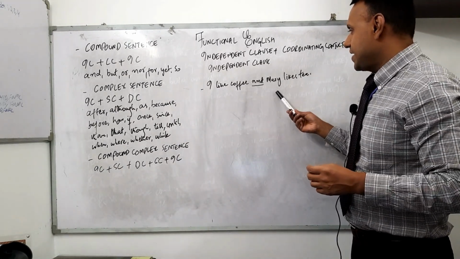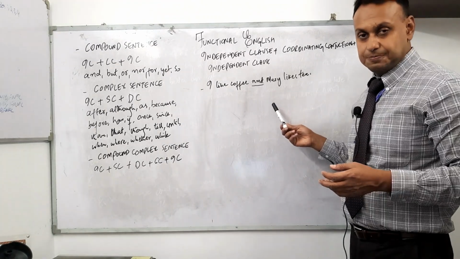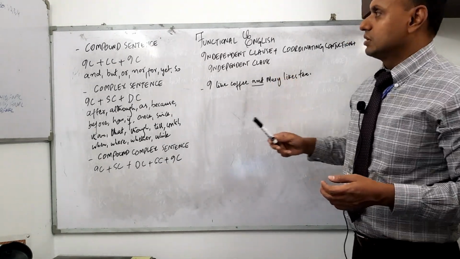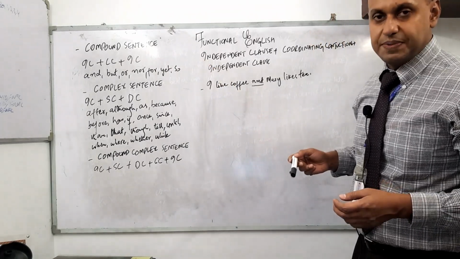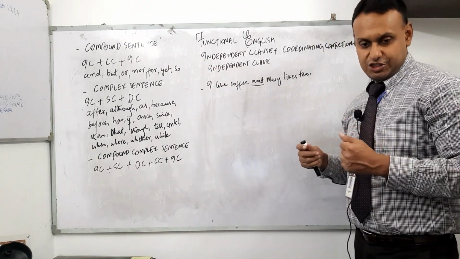Mary likes tea. So that's again an independent clause. This type of sentence is called a compound sentence, where two independent clauses are joined by a coordinating conjunction.